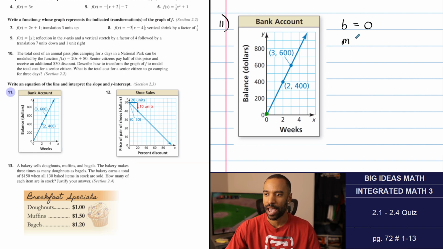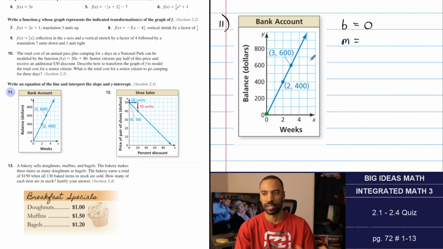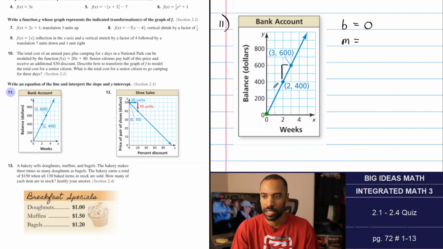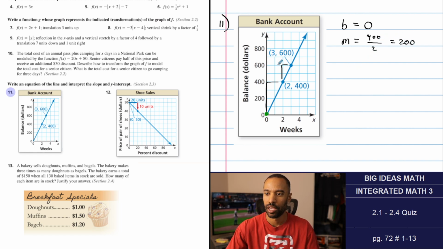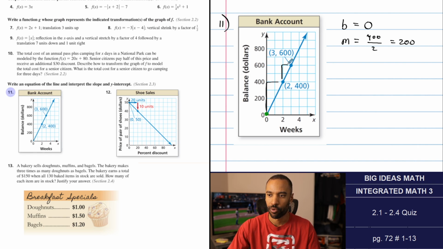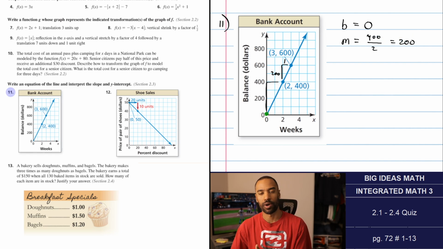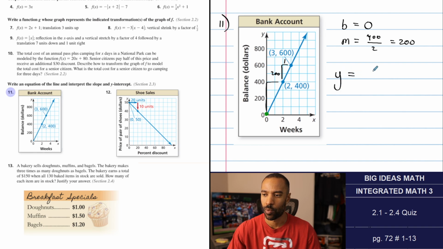My slope is my rise over run of any 2 values which I'd like to choose. I can either rise here and run here. Heck, I can rise here and run here if I want to, and I'll show you that they're the same thing. Rise from 0 to 400 is 400. A run from 0 to 2 is 2. So going up 400 over 2, which is 200. You want to check and see if this works the same? We go from 400 to 600. That's a rise of 200, but now you run from 2 to 3, which is 1, and 200 over 1 is still 200. So the slope is 200, the y-intercept is 0. This equation is y equals 200x plus 0, or just y equals 200x.